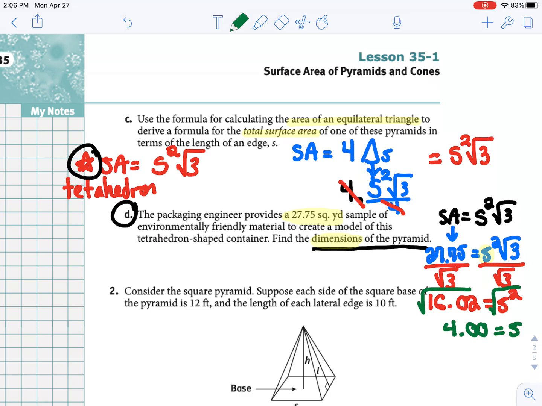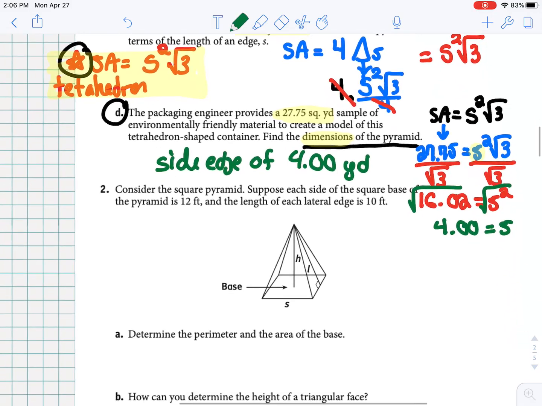So when it asks about the dimensions of the pyramid, we only need to give one dimension since technically all of the edges are the same. So we can see that this tetrahedron has a side edge of 4.00 yards. So it's another way to use our formula, but I do want to remind everybody, kind of reiterate, this formula that we've just used here and come up with is specifically for tetrahedrons, and it is for the full surface area, and that would be the area of all 4 of the surfaces.